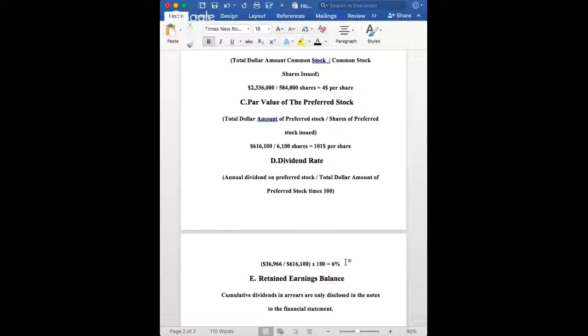which gives us 6.06%. If you'll notice, this is the one that I missed on the homework, because at first I didn't round my answer, and then I thought it was wrong. So just be sure you round your answer to 6%.